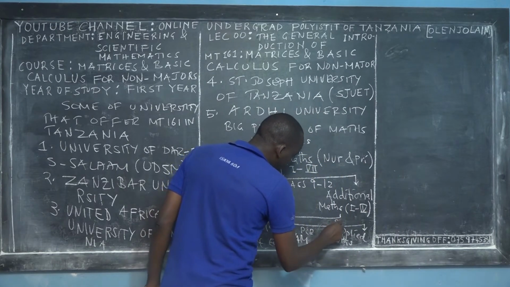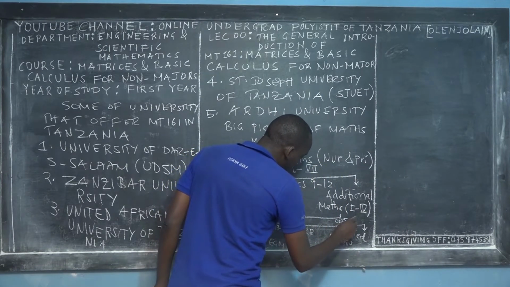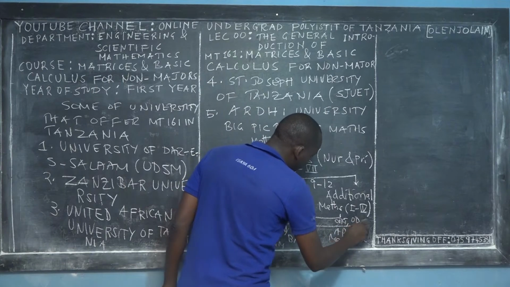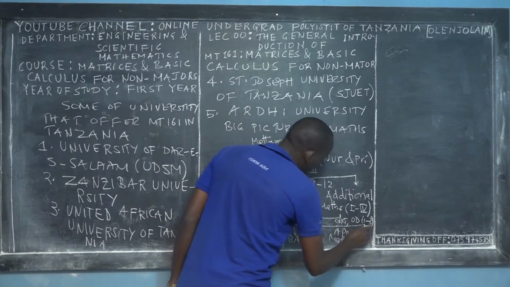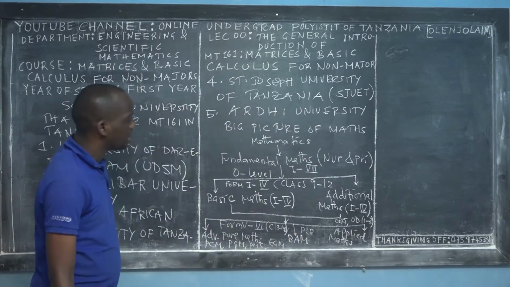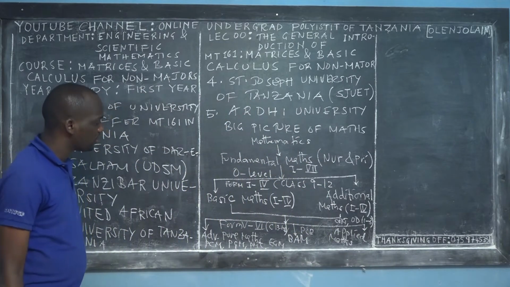So here we have certificate level, and also we have ordinary diploma level. It used to be 1, 2 to 3 years in many institutions or universities.